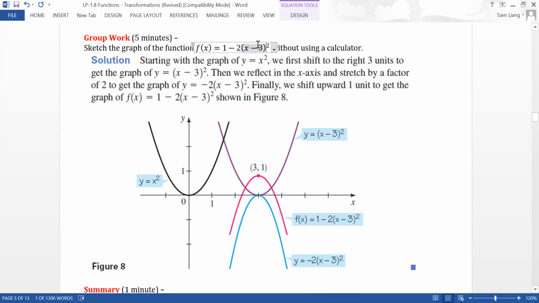As you can see, for the ordering, we move inside out, right? So we first start with this, and then we move outwards to that. So we reflect and then stretch by a factor of 2 to get this graph. That's the graph in blue here. We reflect over the x-axis and stretch upwards, so all the y values are going to double. And then lastly, we shift upward 1 unit to get the final graph, which is in pink here. And that's this graph here, 1 minus 2 times x minus 3 squared. So the pink graph should be your final answer for this question.